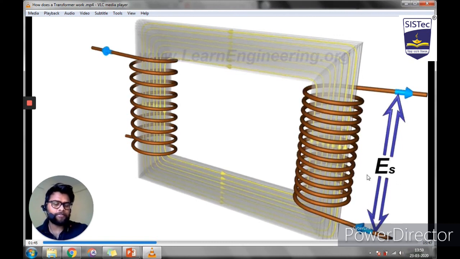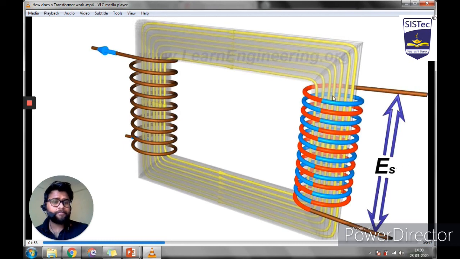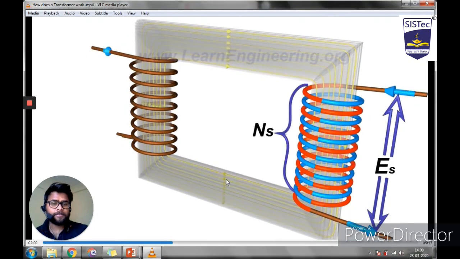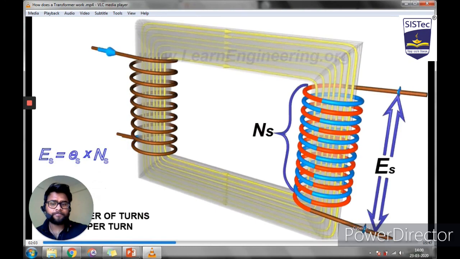Because of this, an EMF is induced across the terminals of the secondary winding. The EMF induced in the secondary winding depends on the number of turns in the secondary winding. So if the number of turns is higher in the secondary winding, the EMF induced will also be higher, and if the secondary winding has a lower number of turns, the EMF induced will also be lower. On this basis, the transformer can be of two types: step up and step down transformer.